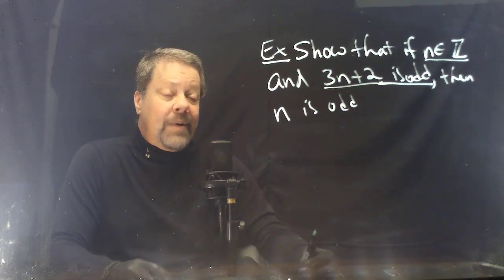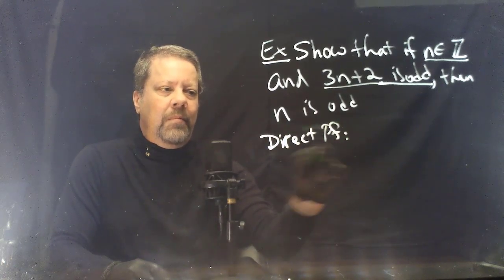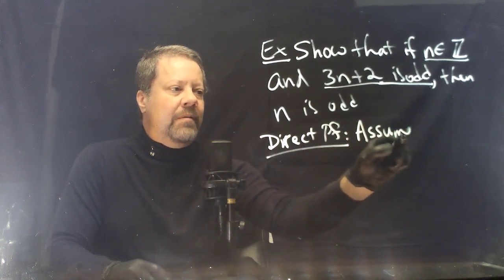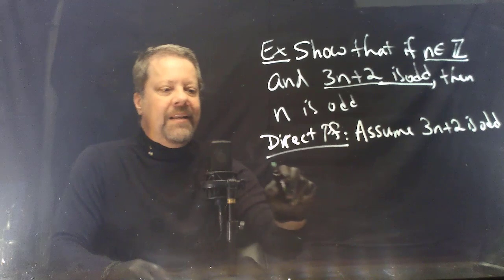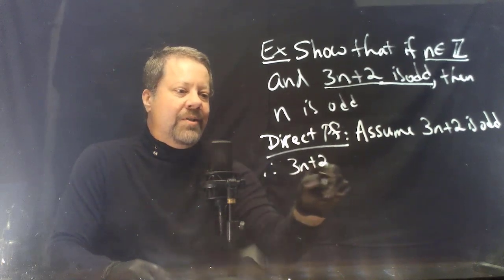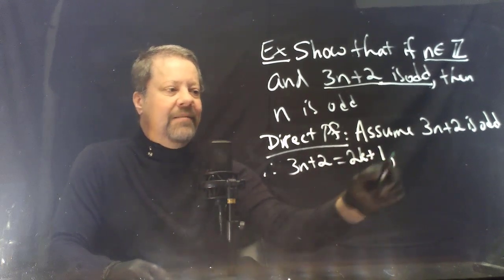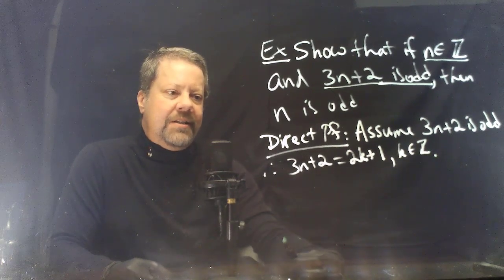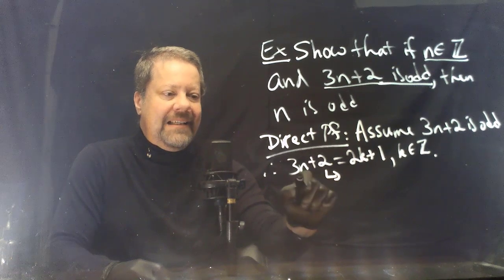Why didn't we try a direct proof? Well, we'll assume 3n plus 2 is odd, which means 3n plus 2 is equal to 2k plus 1 for some k in the set of integers. Let's rearrange this and see if we can solve for n to somehow prove that n is odd. To do that, we need to subtract the 2 off. We need to isolate n.